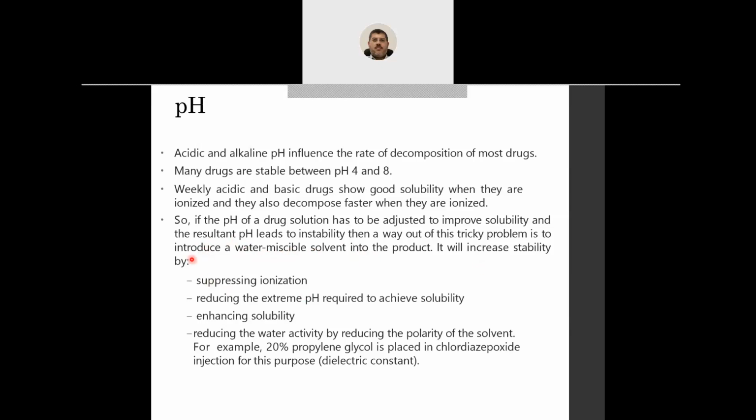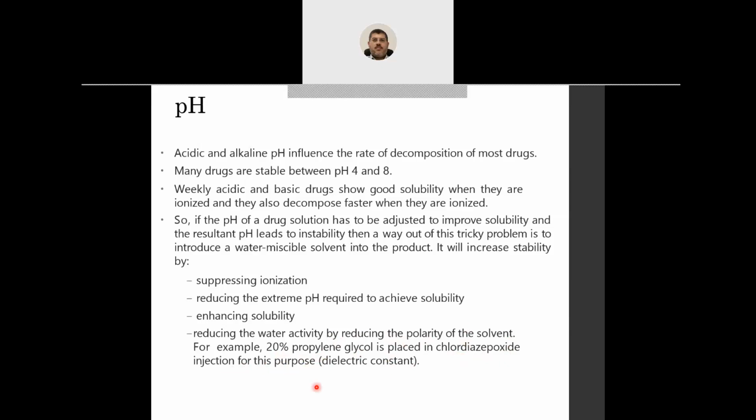They increase the stability at the same time by suppressing ionization, reducing the extreme pH required to achieve solubility. You don't need to change pHs drastically to increase solubility. They enhance the solubility of the product without increasing its ionization. And also at the same time, they reduce water activity by reducing the polarity of the solvent. For example, you put 20% propylene glycol in chlordiazepoxide injection for this purpose, then it will solubilize chlordiazepoxide.